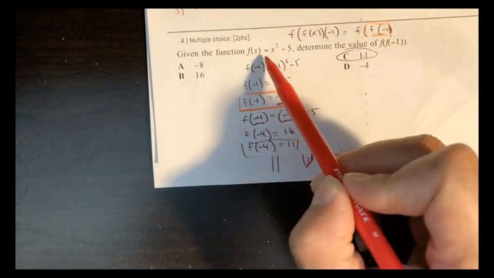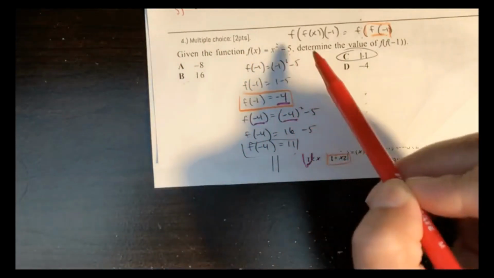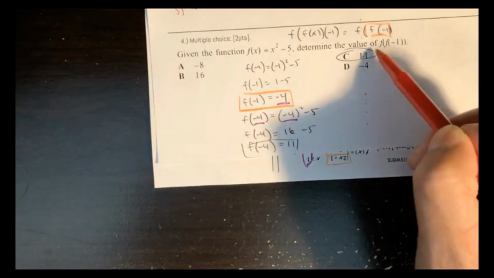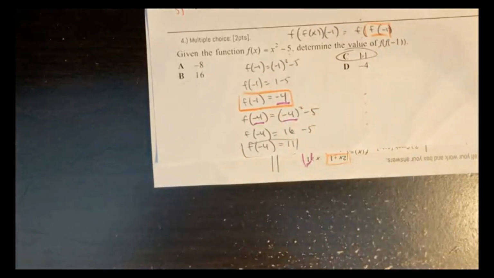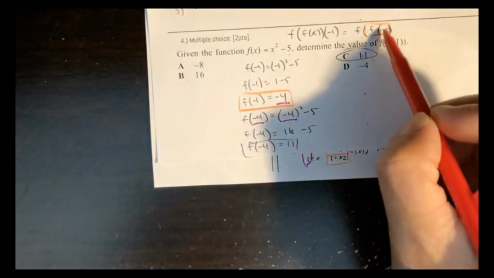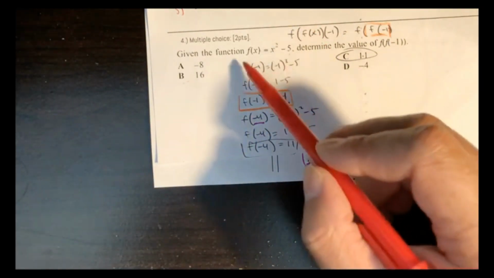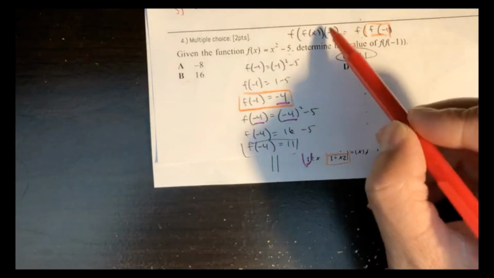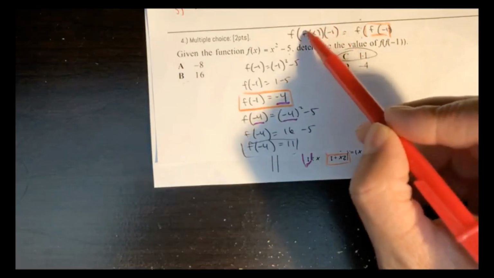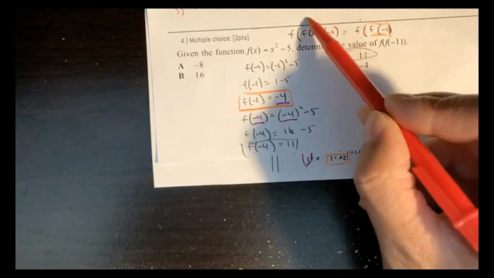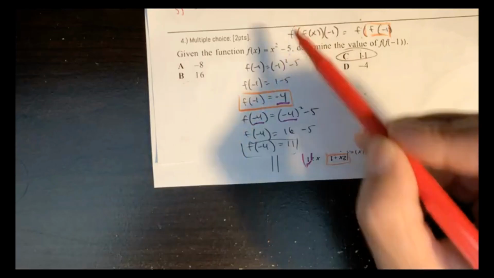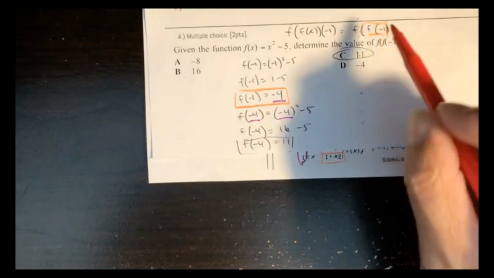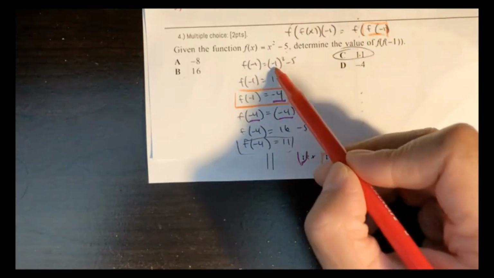Given the function f of x equals x squared minus 5, determine the value of f of f of negative 1. What does this mean? Student friendly, we normally wrote two different functions. So first we're going to put a negative 1 into the f function, and then whatever our output is becomes our input for putting into the function again. So let's put negative 1 into our function.